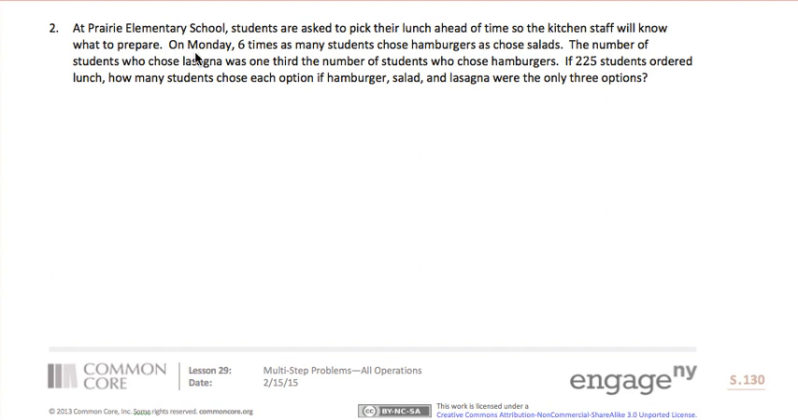Question 2. At Prairie Elementary School, students are asked to pick their lunch ahead of time so the kitchen staff will know what to prepare. On Monday, 6 times as many students chose hamburgers as chose salads. The number of students who chose lasagna was 1/3 the number of students who chose hamburgers. And if 225 students ordered lunch, how many students chose each option if hamburger, salad, and lasagna were the only 3 options? So again, we're going to make the tape diagrams for all 3 choices.